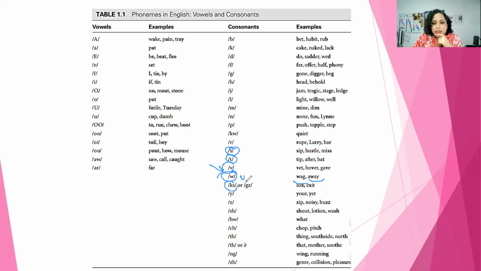KS or GZ will give the sound close to the sound of an X. It sounds like that. Sucks, Xing. So it's the sound of the X.